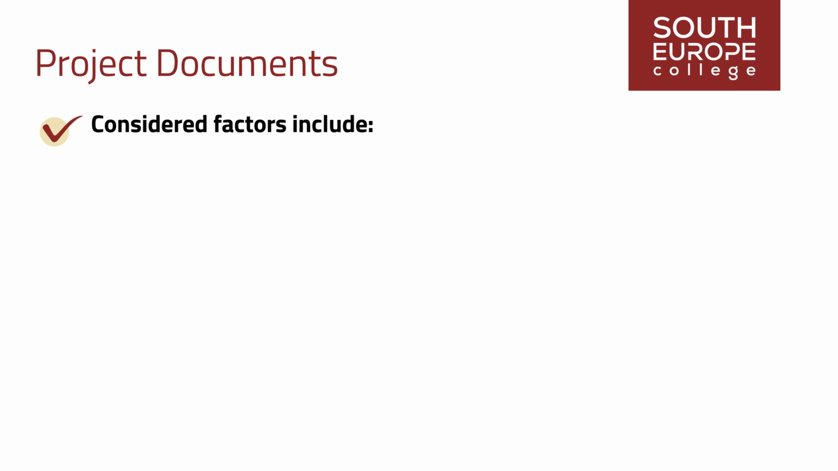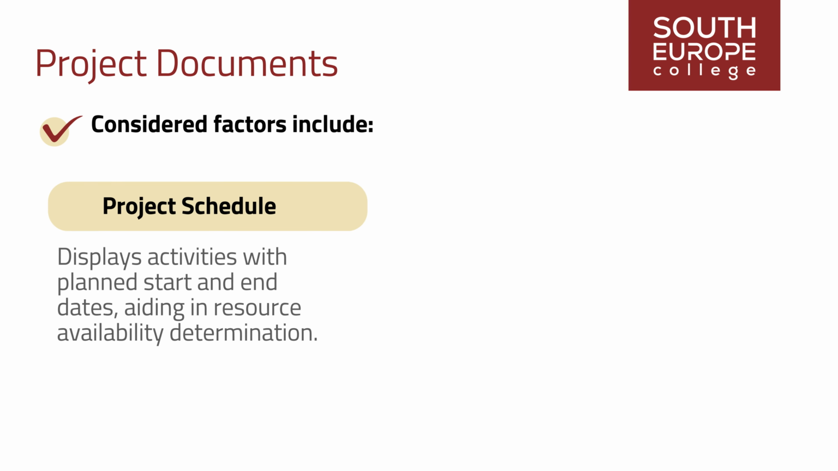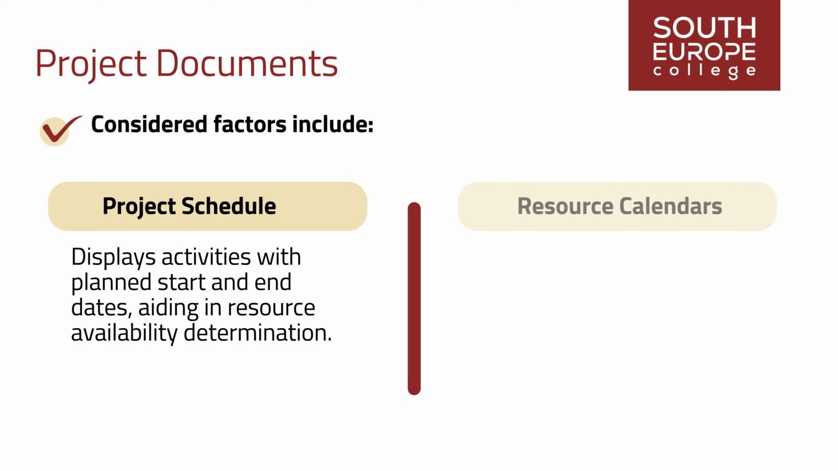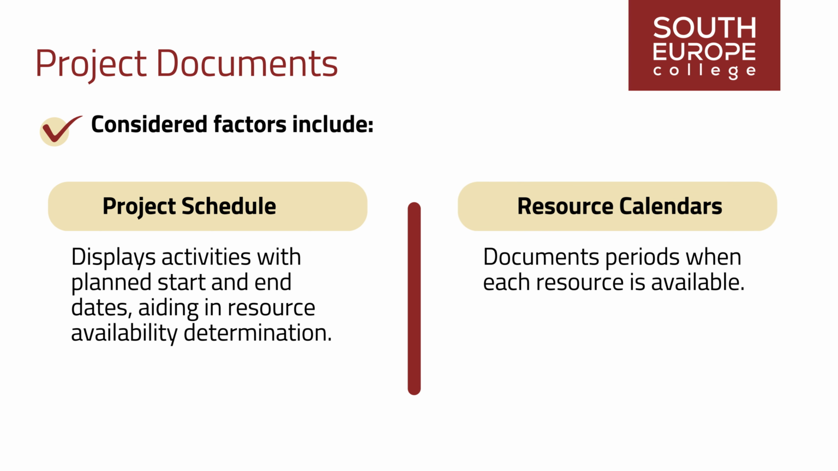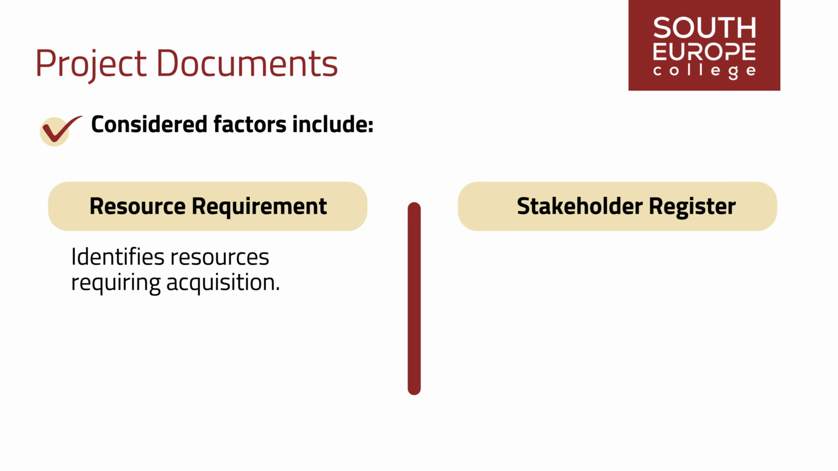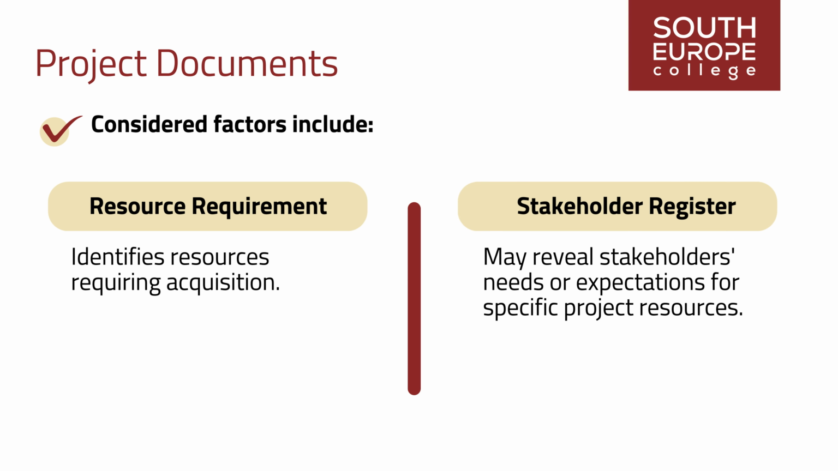Considered factors include project schedule, which displays activities with planned start and end dates, aiding in resource availability determination; resource calendars, which document periods when each resource is available; resource requirements, which identifies resources requiring acquisition; and stakeholder register, which may reveal stakeholders' needs or expectations for specific project resources.